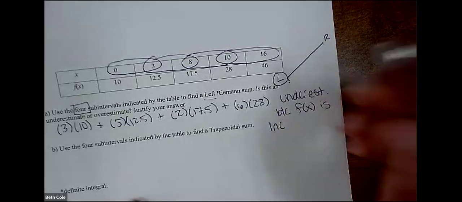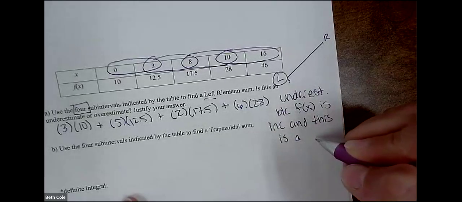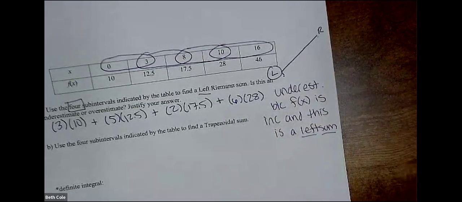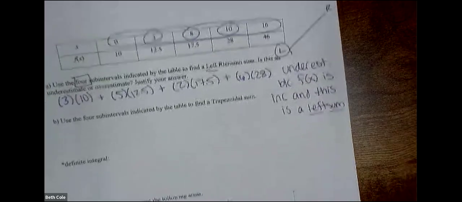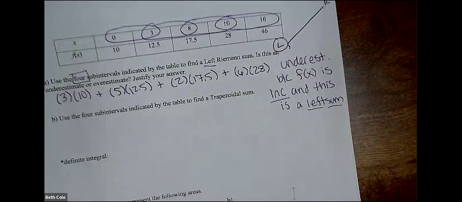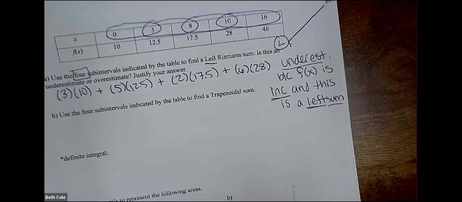Underestimate, because the function f of x is increasing, and this is what? What did we do? A left sum. My word ran together and it looks like left sum, so I'm sorry. Underestimate, because f of x is increasing. I'm underlining the important words there. And this is a left sum. I'm telling you, underestimate, increasing, left: those are the important words they're going to be looking for in your justification.